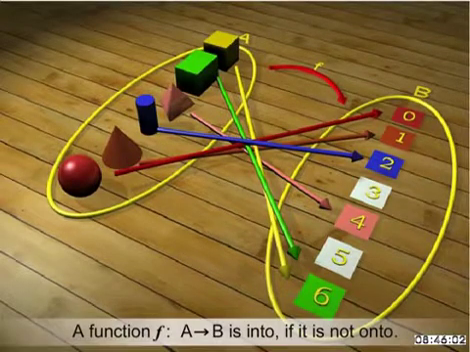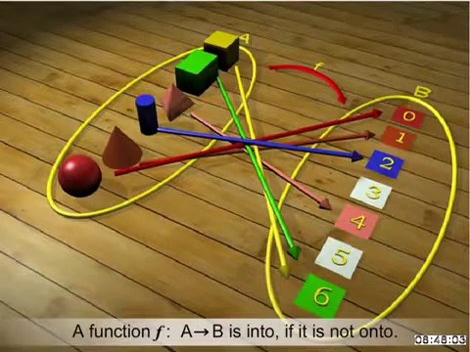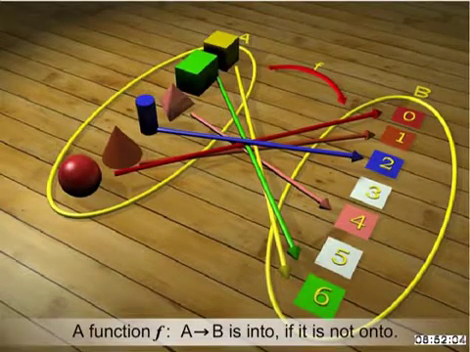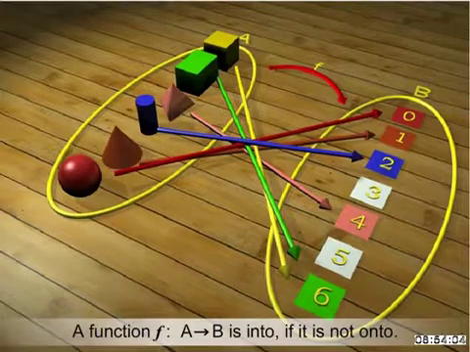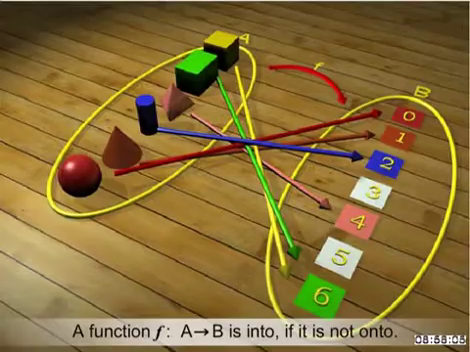Thus, a function from set A to set B is said to be into if there exists even a single element of set B having no pre-image in set A.